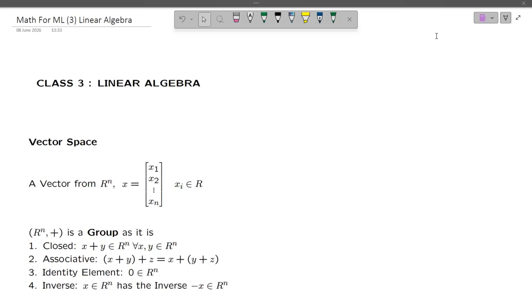So we have a concept of vector space. Consider an n-tuple from Rm. There is a story. I'll go through the story.